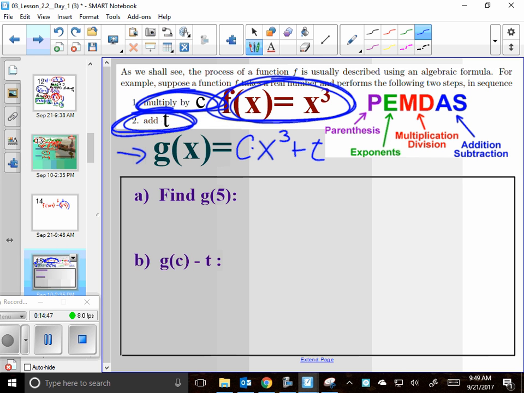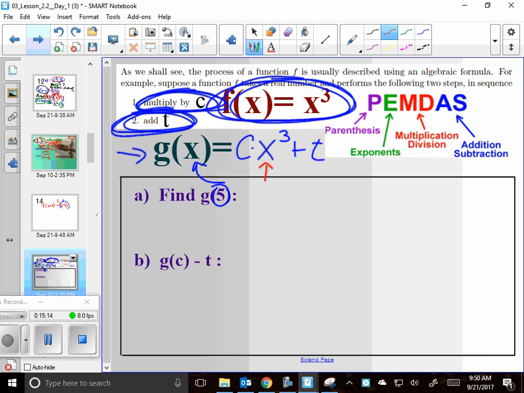Now you're supposed to find g of 5. Now it freaks people out sometimes because they think they're supposed to get an answer like 12. If I stick a 5 into this g function, where does it go? Does it go into c? No. Does it go into t? No. It goes in for x. So they're saying to put a 5 right there. And yeah, the answer is going to have c's and t's in it. That means it's in terms of c and t.